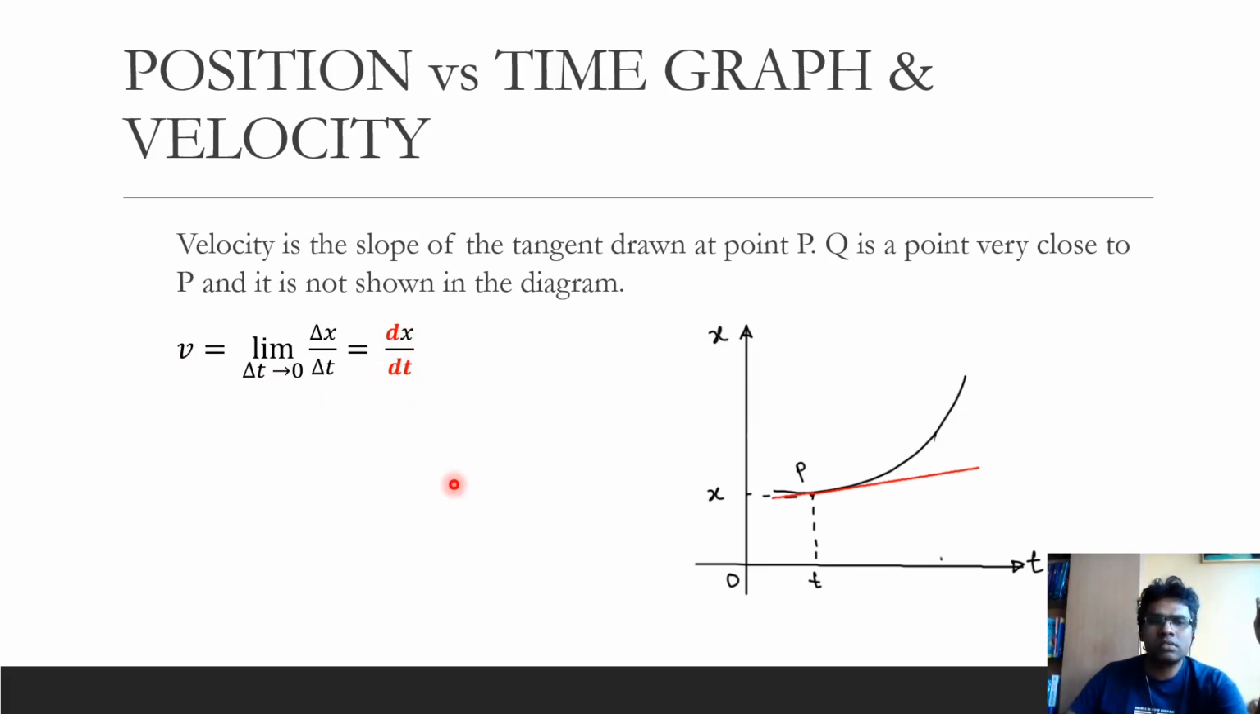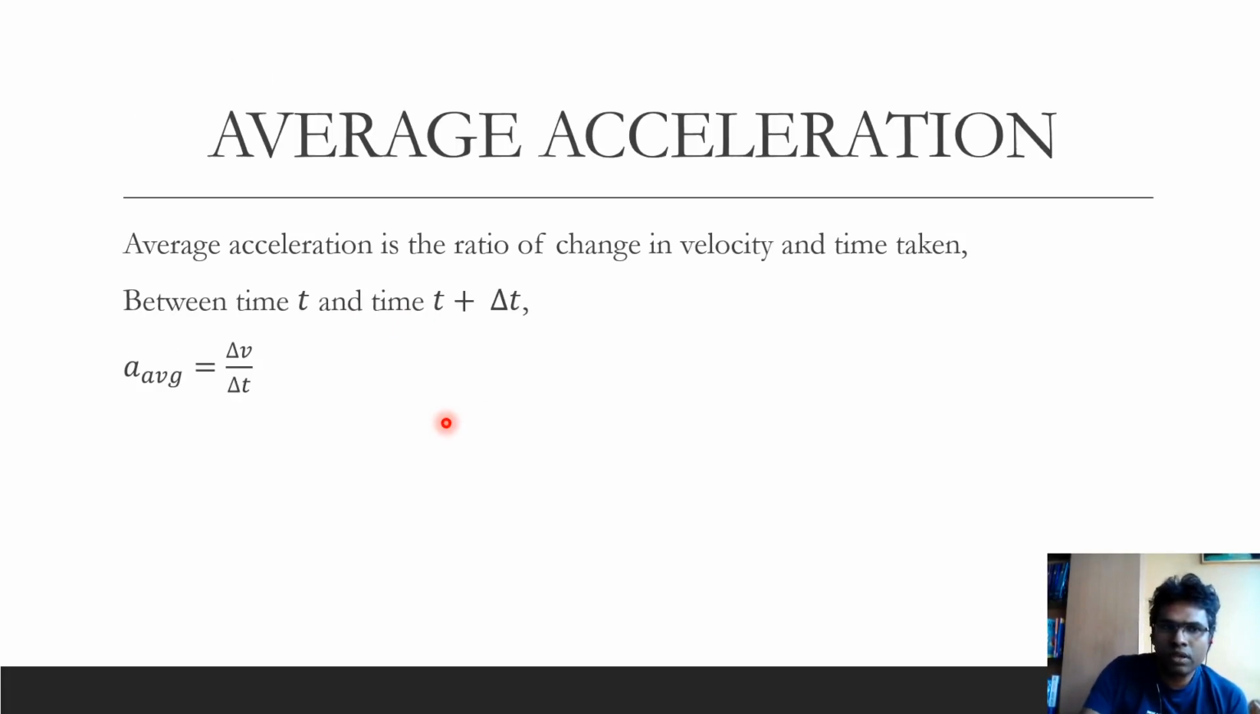So as one learns more and more concepts in physics, I think they'll slowly also understand and appreciate the derivatives, their meaning and their uses. Okay, so if we now look at the average acceleration, it's a little like average velocity. So here again we are interested in a time interval and we are interested in change in velocity. So the average acceleration is the ratio of change in velocity and time taken.